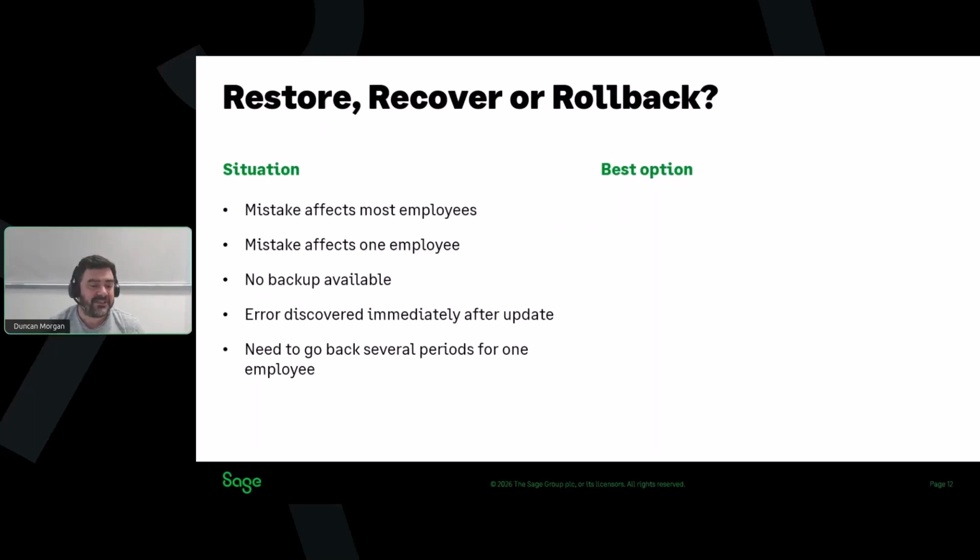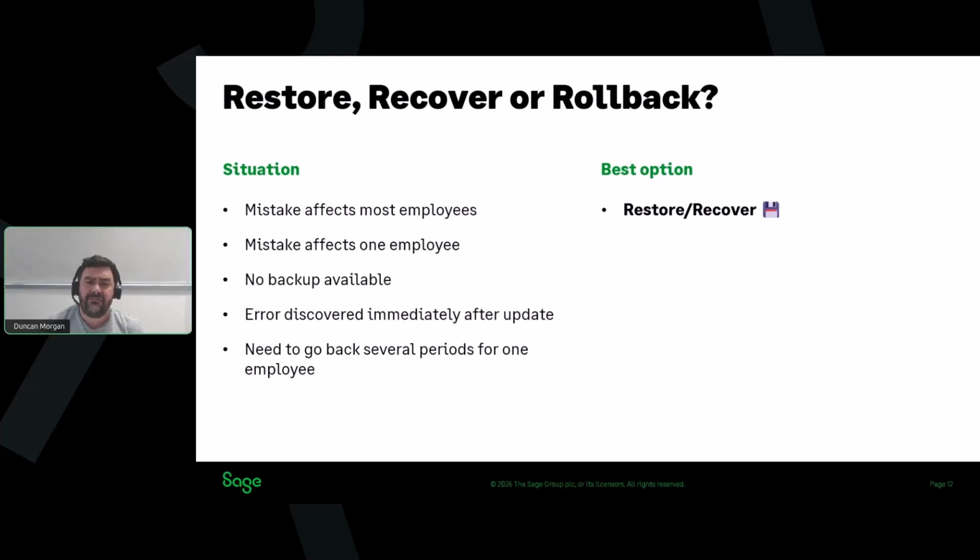So let's start then with a mistake affecting most employees. I would say the best option there would be restore or recover. If you're going to need to reprocess payroll for the majority of your employees, if you restore back to the point the mistake was made, you've then got the opportunity to start again from that point. You can produce full sets of reports, with all of your employees included, and you'll be able to generate the pay slips, pre-update reports, and update the records, taking a new backup. So if it is most of the employees, I would say restore or recover is probably the way to go.